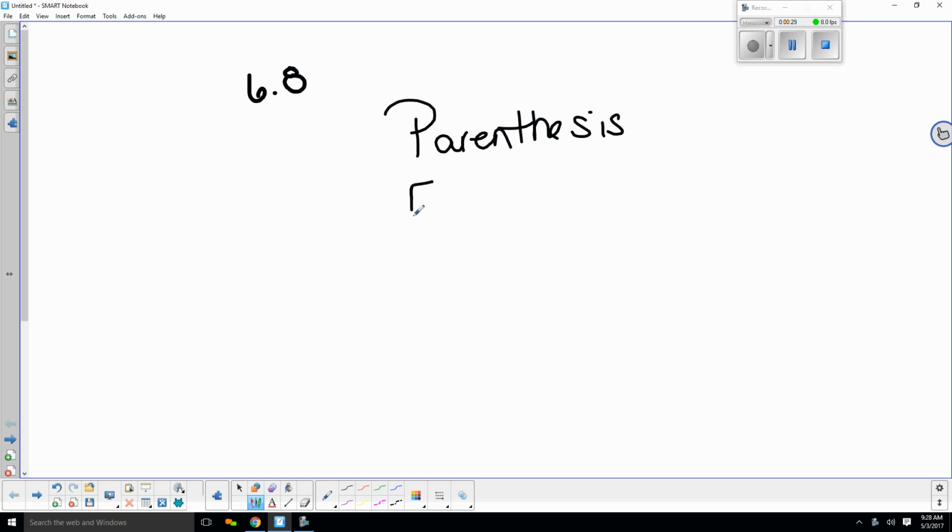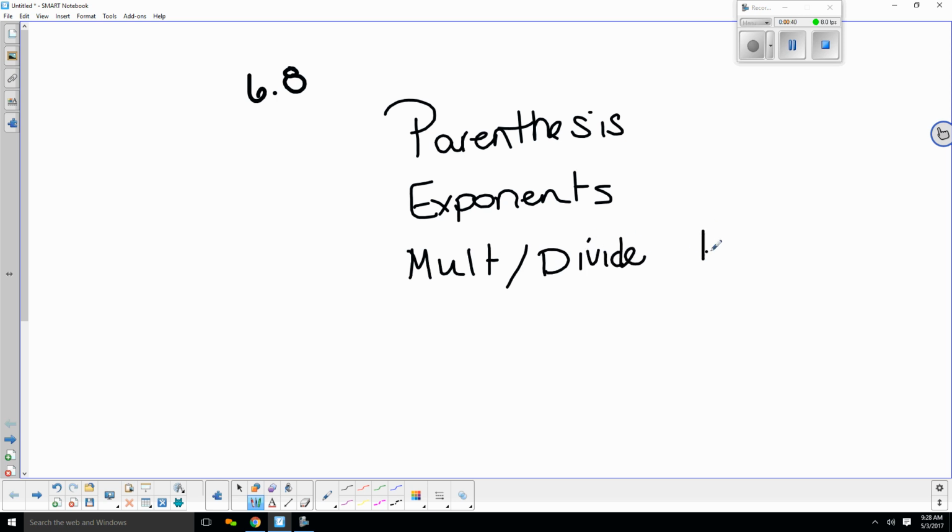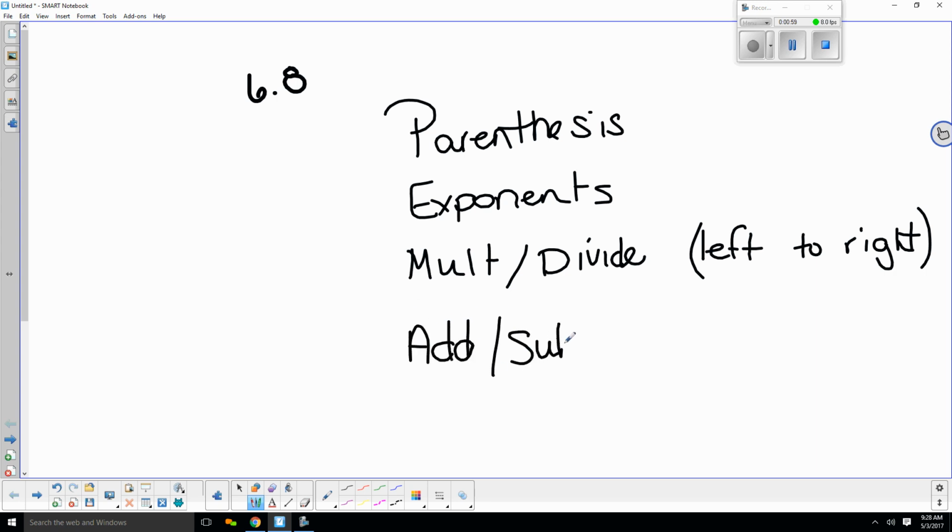Then you're going to do your exponents. Multiply and divide occur whatever comes first from left to right. Okay? Just because I wrote multiply first does not mean you do multiply and then you do divide. You may have to have a divide before you do the multiply, okay? And same thing with add and subtract. You're going to also do it, whatever comes in your equation from left to right. Whatever comes first.